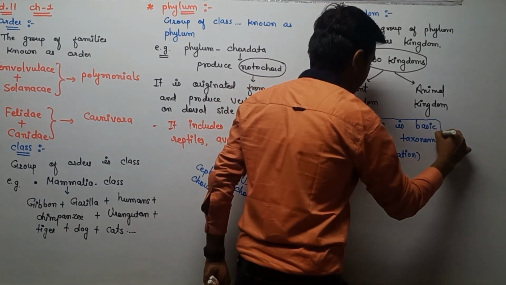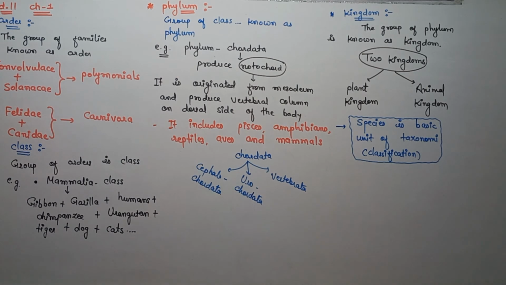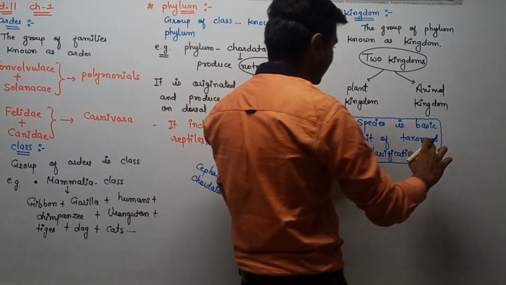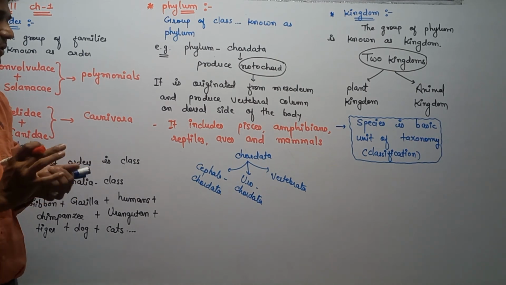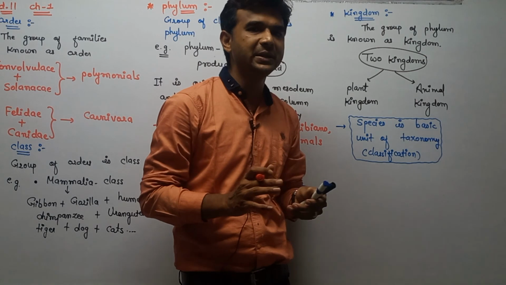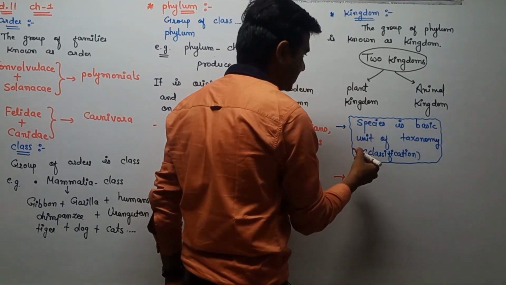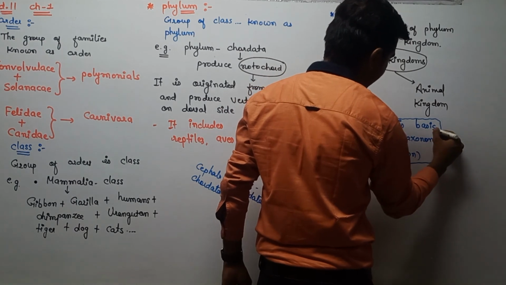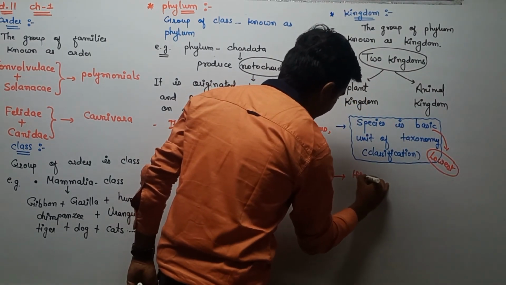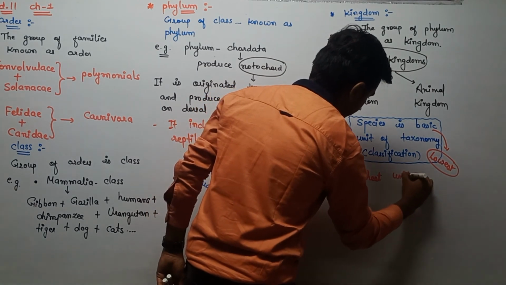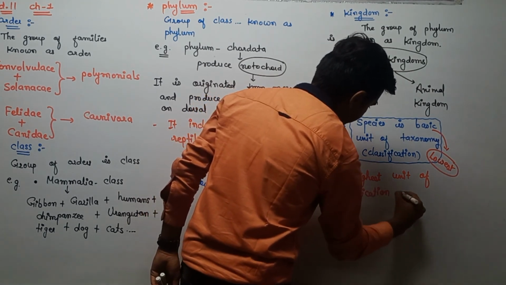Important thing: species is known as the basic unit of taxonomy, taxonomic hierarchy, as well as classification. The basic unit of classification, we have to classify the animal or organism. The basic unit is species, also known as the lowest unit. You remember it in this way, lowest also. So we say that the highest unit of classification is kingdom.